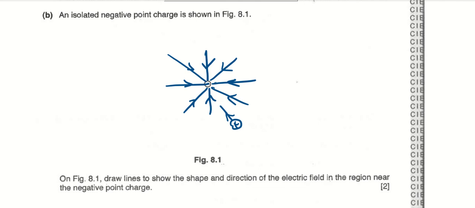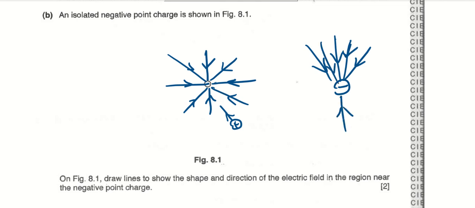The line must touch the circle. Okay? And the lines cannot cross each other. And you cannot have things like this, this is wrong. You are not drawing a stick figure. You must make it evenly distributed, and you must make sure that the lines do not cut each other.